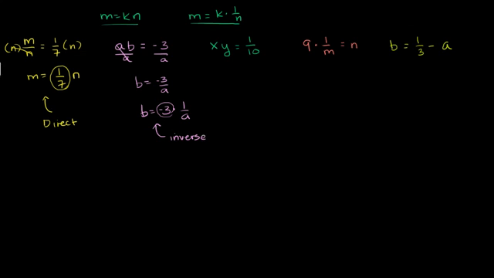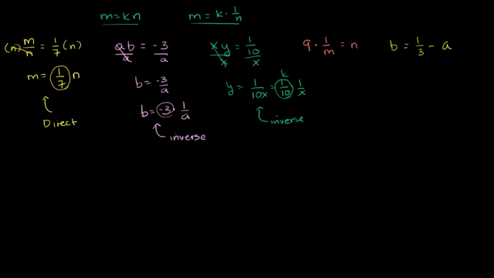Let's try this one over here. I'll try doing that same color. xy is equal to 1/10. Once again, let's try to separate the variables, isolate them on either side of the equation. Let's divide both sides by x. You could divide by y, because you're really just trying to find an inverse or direct relationship. So divide both sides by x. You get y is equal to 1/10 over x, which is the same thing as 1 over 10x, which is the same thing as 1 over 10 times 1 over x. So y is equal to some constant times 1 over x. Once again, this is an inverse. The y and x vary inversely.